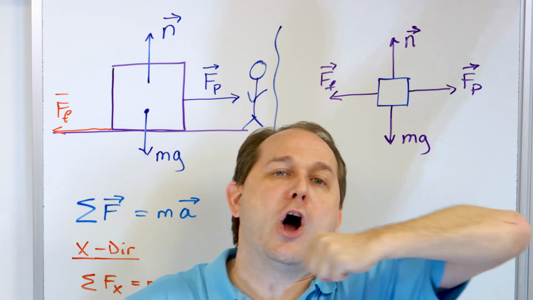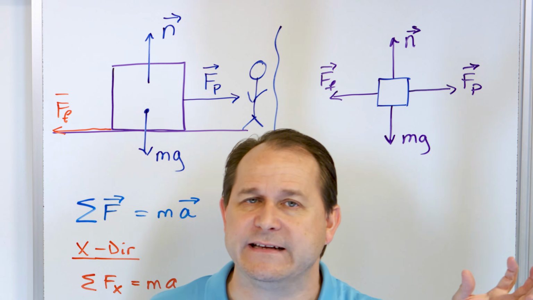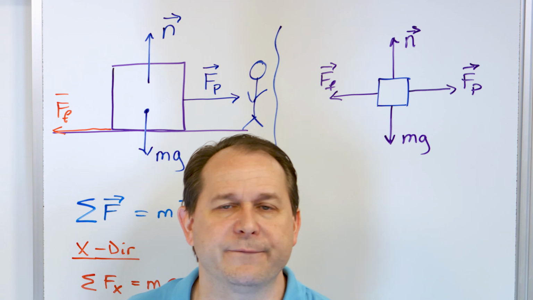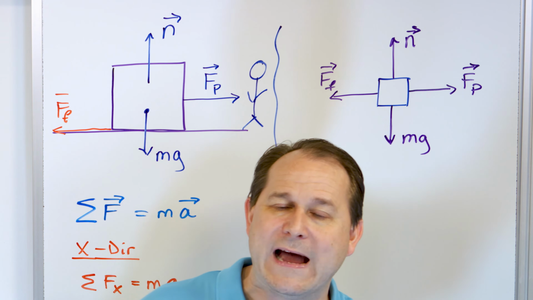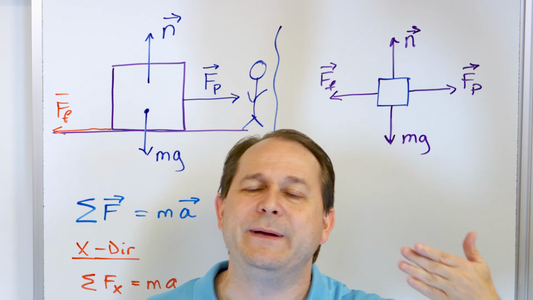If I was pulling harder to the right, like really, really, really hard, and unbalancing this situation, then I would be overcoming the friction. I would have a net force to the right, and since force is equal to mass times acceleration, the box would be accelerating, speeding up.